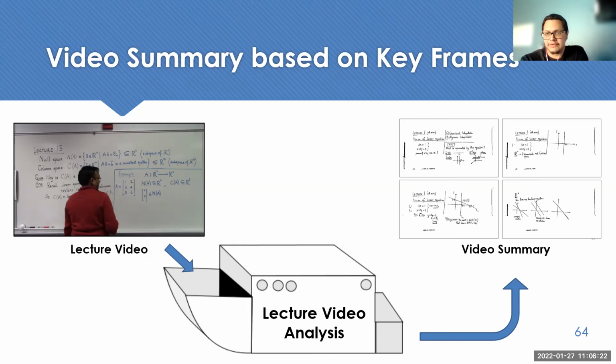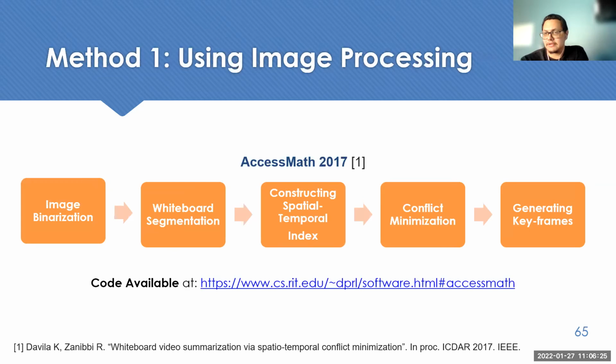We tried a few different methods for this. The first one is the one based on image processing that I described earlier, the content extraction, right? Where we do the binarization of the images, we segment the whiteboard, we do the spatial-temporal analysis to build this spatial-temporal index, and then we apply the conflict minimization that I described earlier. And using this, we basically have the content and have this portion of the videos. We use those portions of the videos to try to generate one keyframe for each of these segments. And with that, we finally get a set of keyframes.